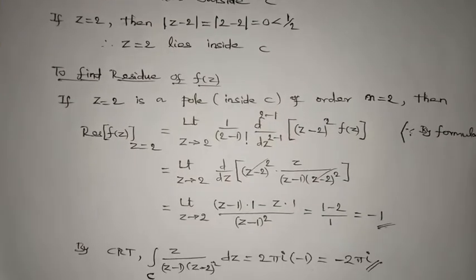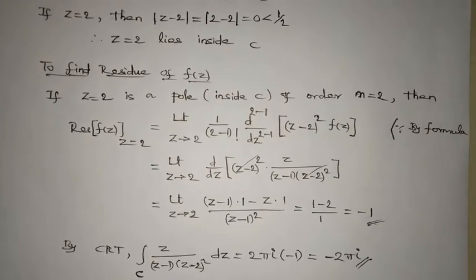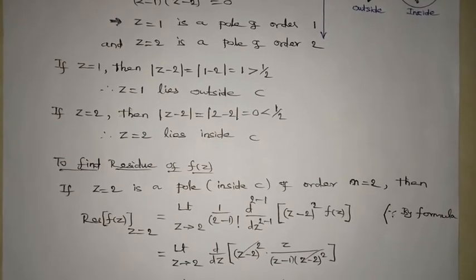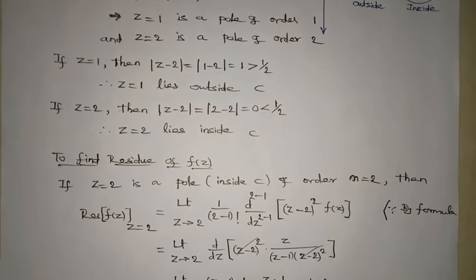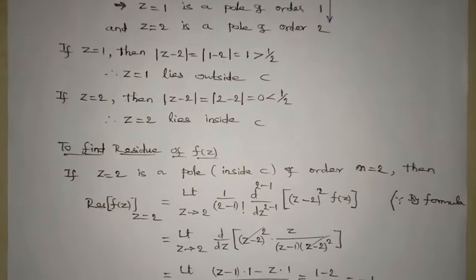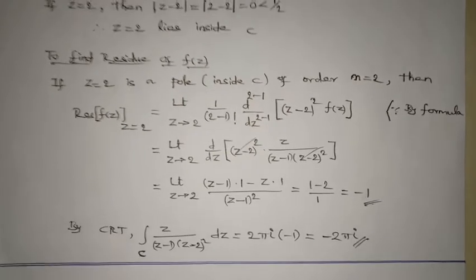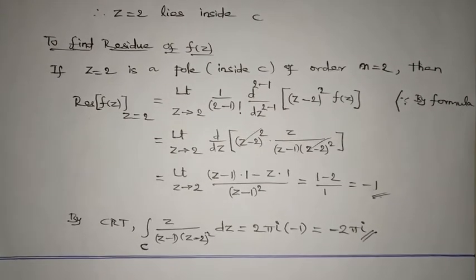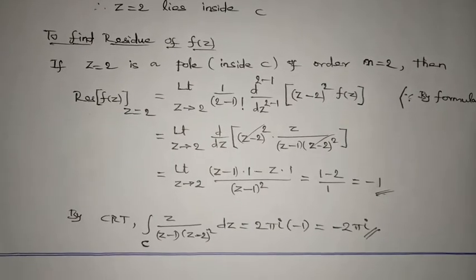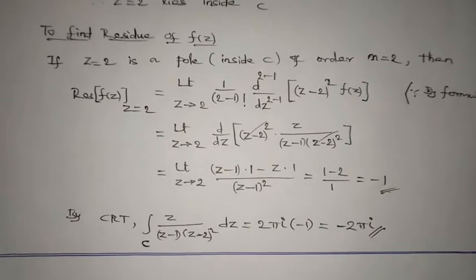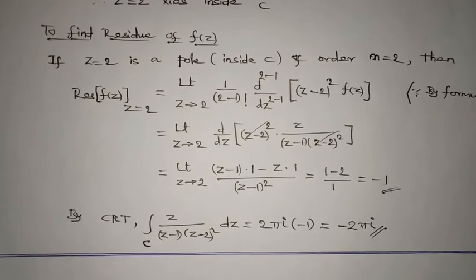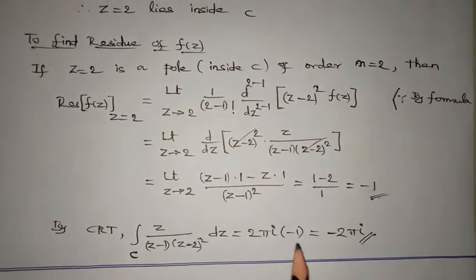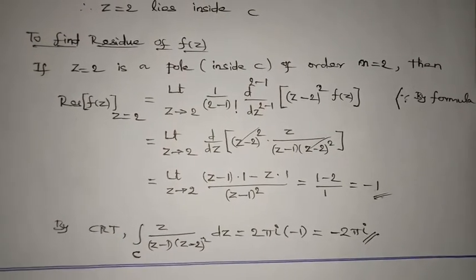Here z equal to 1 is a pole of order 1 and z equal to 2 is a pole of order 2, but z equal to 1 lies outside and z equal to 2 lies inside, so you only need to take the inside pole. Z equal to 2 is a pole of order 2, then apply the residue formula. After some process you got minus 1. After that, by the residue theorem, integral over C of f of z dz is equal to 2 pi i into the sum of the residues. Only one residue, minus 1, that we need to put here.